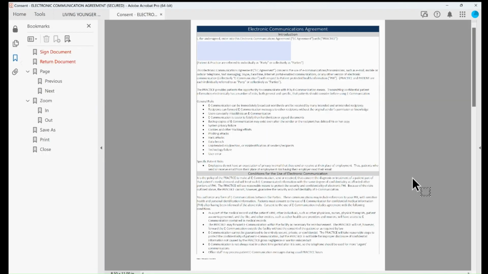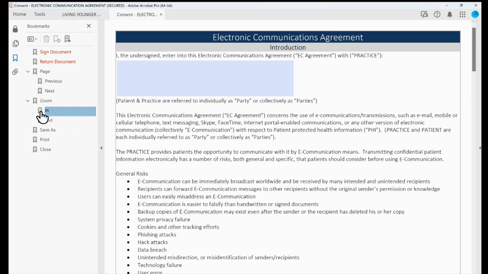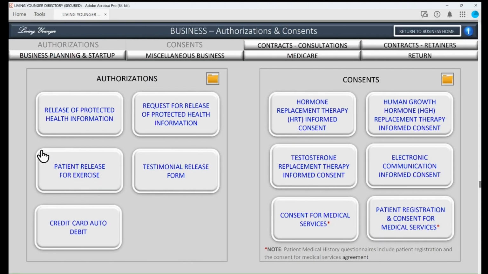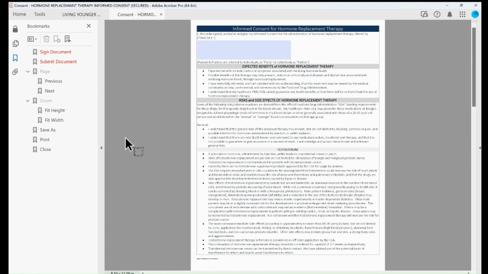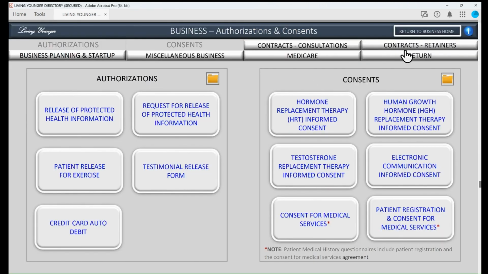If you're doing any communication by means of texting, Skype, cell phones, standard email, etc., you'll want to use an electronic communication informed consent agreement. We also have a number of hormone replacement informed consent documents, covering all the hormones that you would potentially be prescribing.